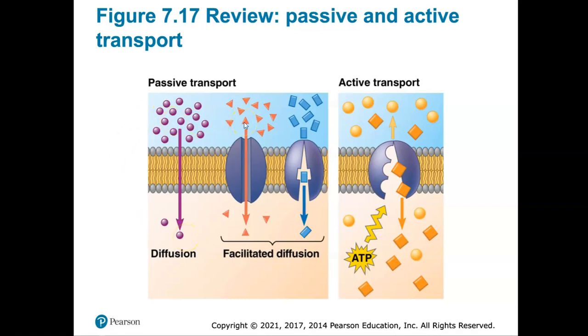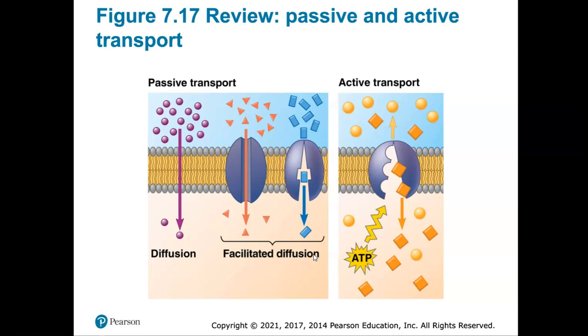The orange triangles are moving through a channel protein, and the blue rectangles are being transported across through a carrier protein. Either way, it's called facilitated diffusion.